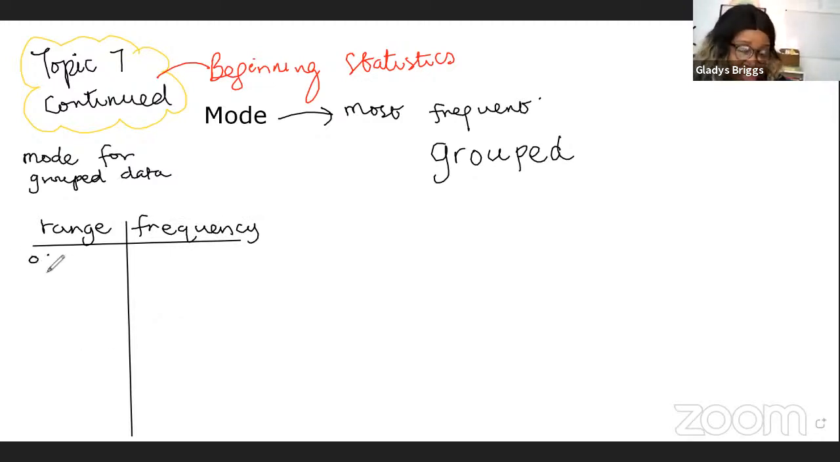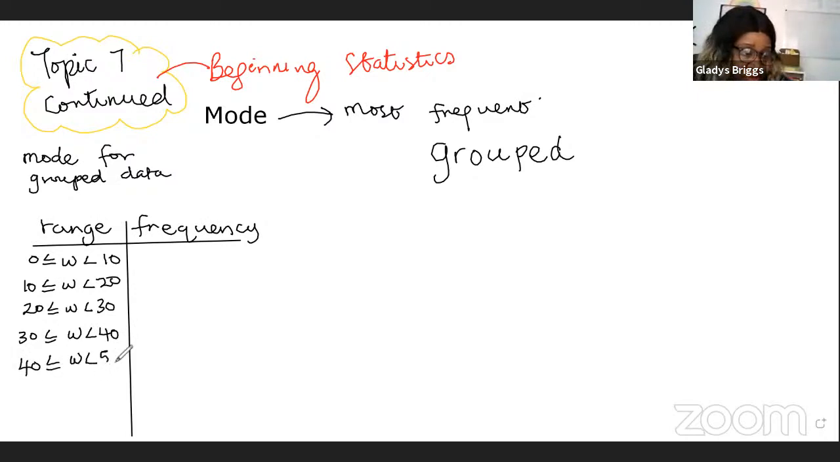Okay, so you have 0 is less than or equal to W, is less than 10. 10 is less than or equal to W, is less than 20. 20 is less than or equal to W, is less than 30. 30 is less than or equal to W, is less than 40. 40 is less than or equal to W, is less than 50. 50 is less than or equal to W, is less than 60. 60 is less than or equal to W, is less than 70.